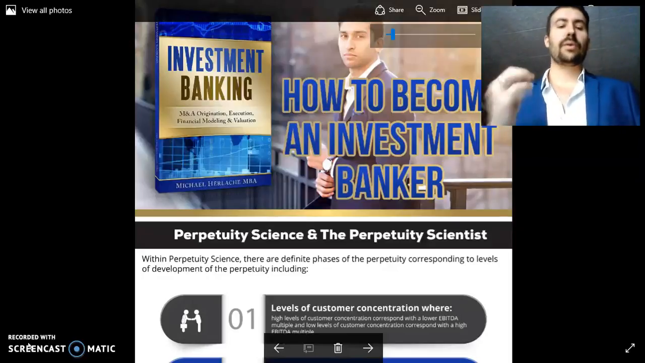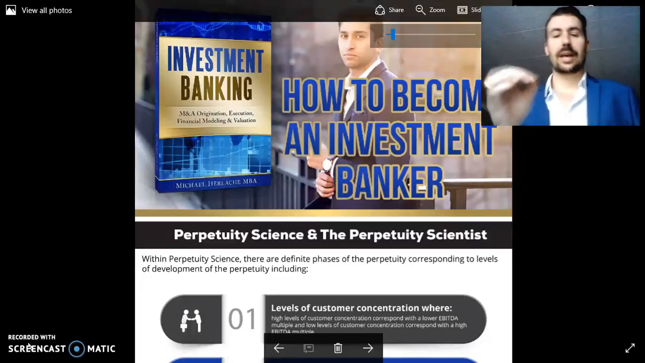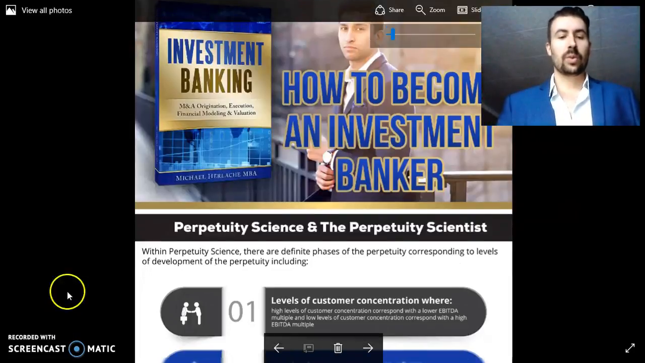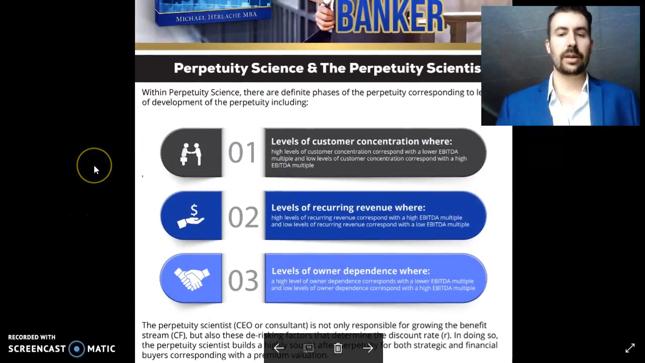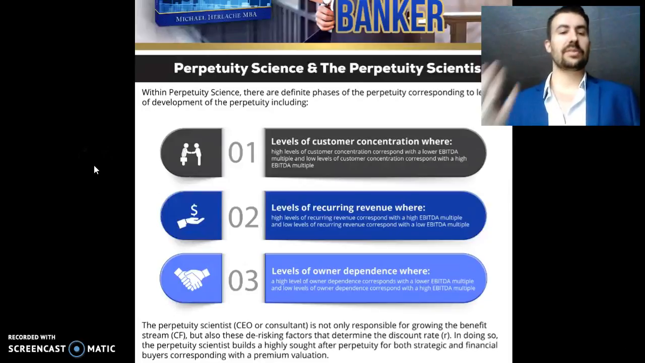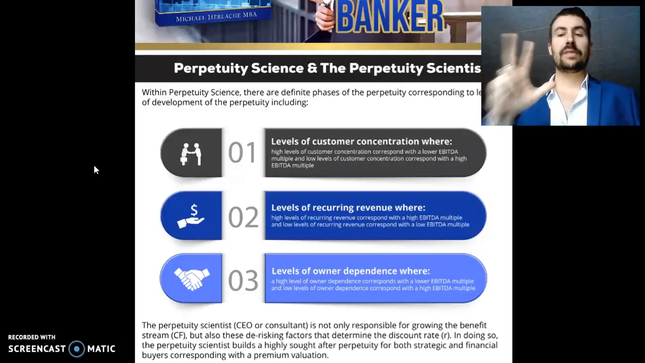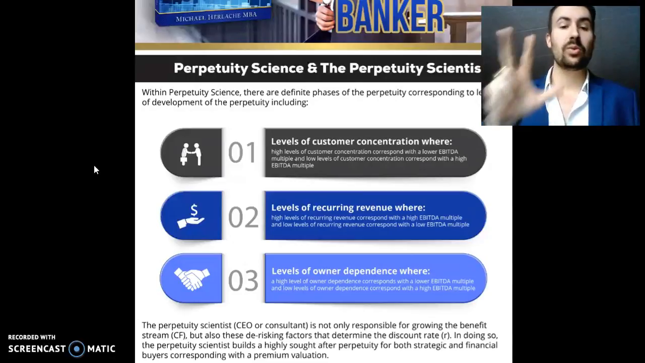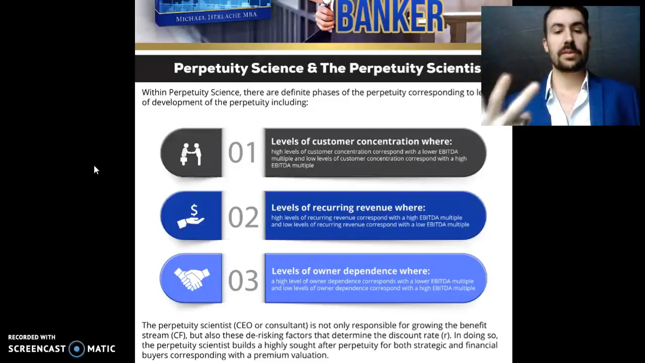Today we're talking about the very important topic of Perpetuity Science and the Perpetuity Scientist. Within Perpetuity Science, there are definite phases of the perpetuity that correspond to levels of development of the perpetuity, including, number one, levels of customer concentration, levels of recurring revenue, and levels of owner dependence. These are the three key variables associated with the de-risking of the perpetuity, which is ultimately part of the responsibilities of the CEO.